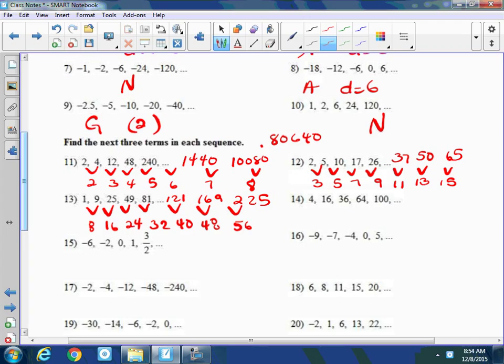All right. 4, 16. So 16 minus 4 would be 12. What about 36 minus 16? So it's not arithmetic, right? 16 divided by 4 is 4. 36 divided by 16, I don't think it's 4. Alright, so it's not geometric. So let's figure out what we're doing.